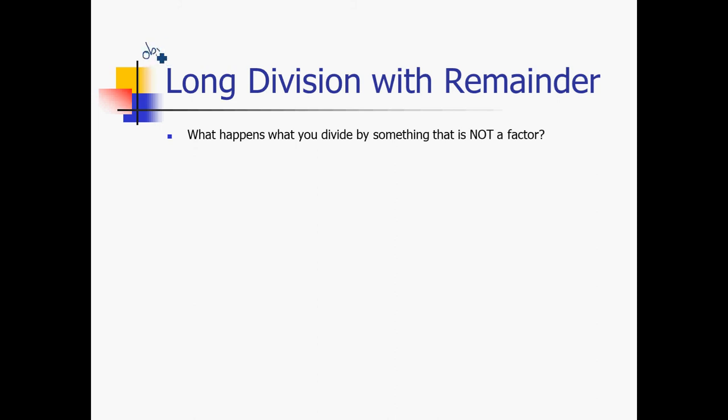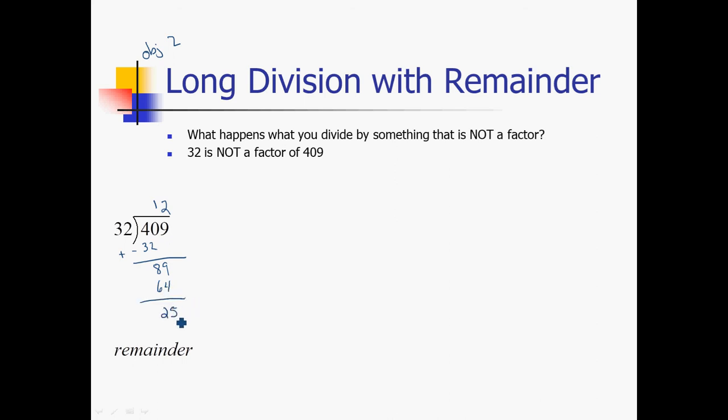Okay, this is objective 2 for today. Long division with remainders. I want you to recall from elementary school what happens when you divide by something that's not a factor. So for example, 32 is not a factor of 409. I'm just telling you that. Look what happens when I divide. I take 32, it fits into 41, I multiply 1 times 32, I add the opposite, and I get 89, and I'm going to say maybe 2, right, and get 2 times 32 is 64, and I get 25, which is smaller than what I'm dividing by. So I have to stop dividing and say that I don't have any more room to fit a 32 in. So my remainder is 25.